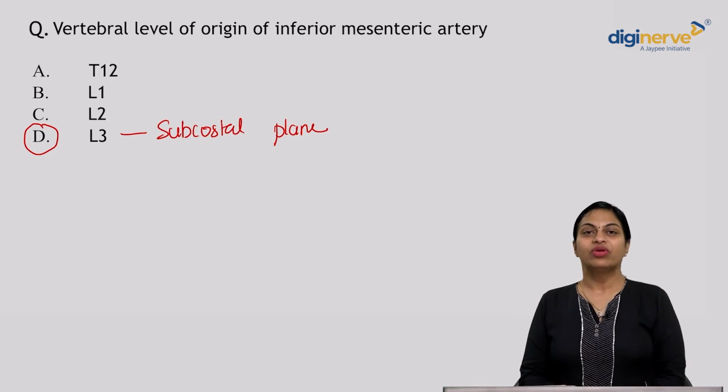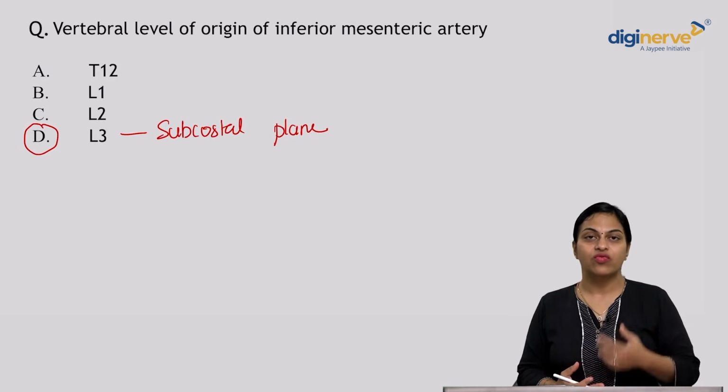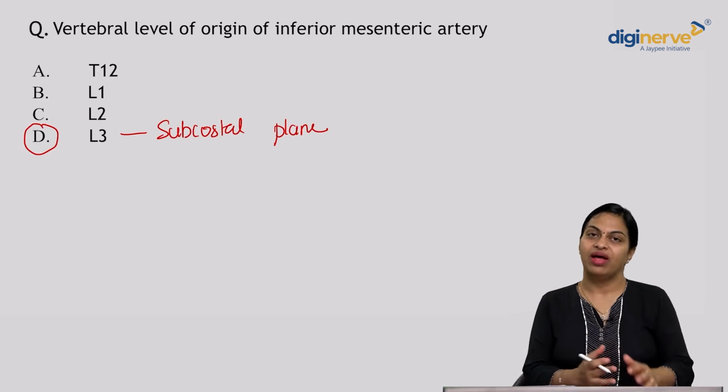Okay, what are the portal and systemic tributaries over the bare area of the liver? Over the bare area of the liver, the radicals of the portal vein anastomose with the diaphragmatic veins.